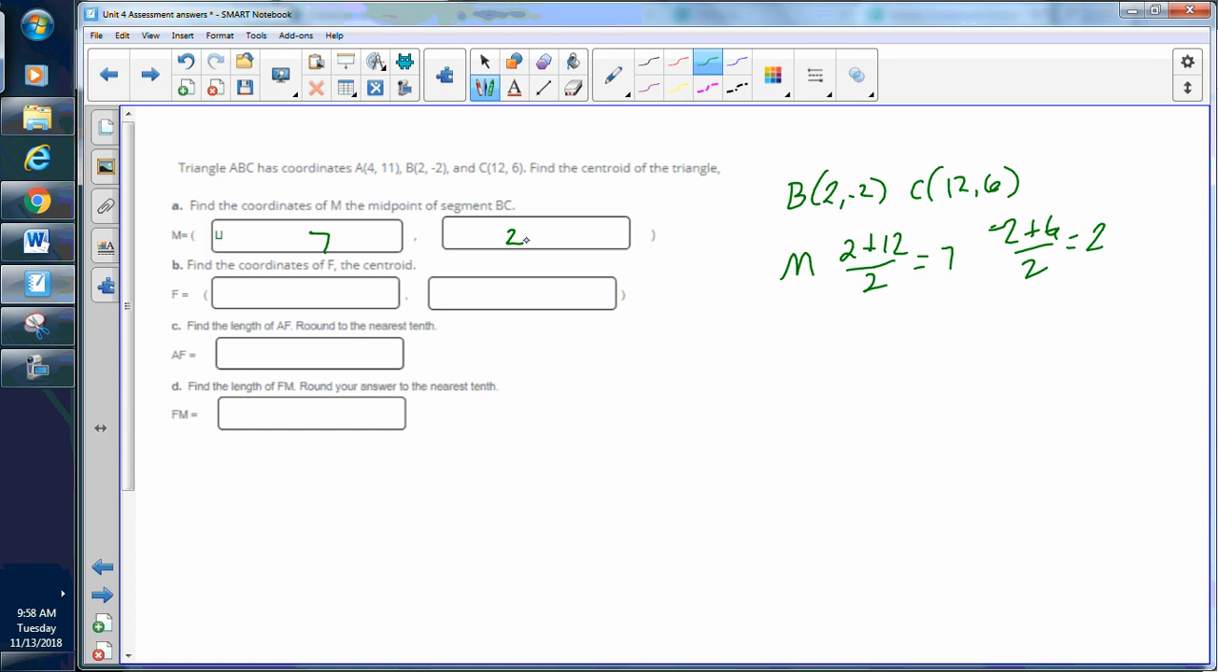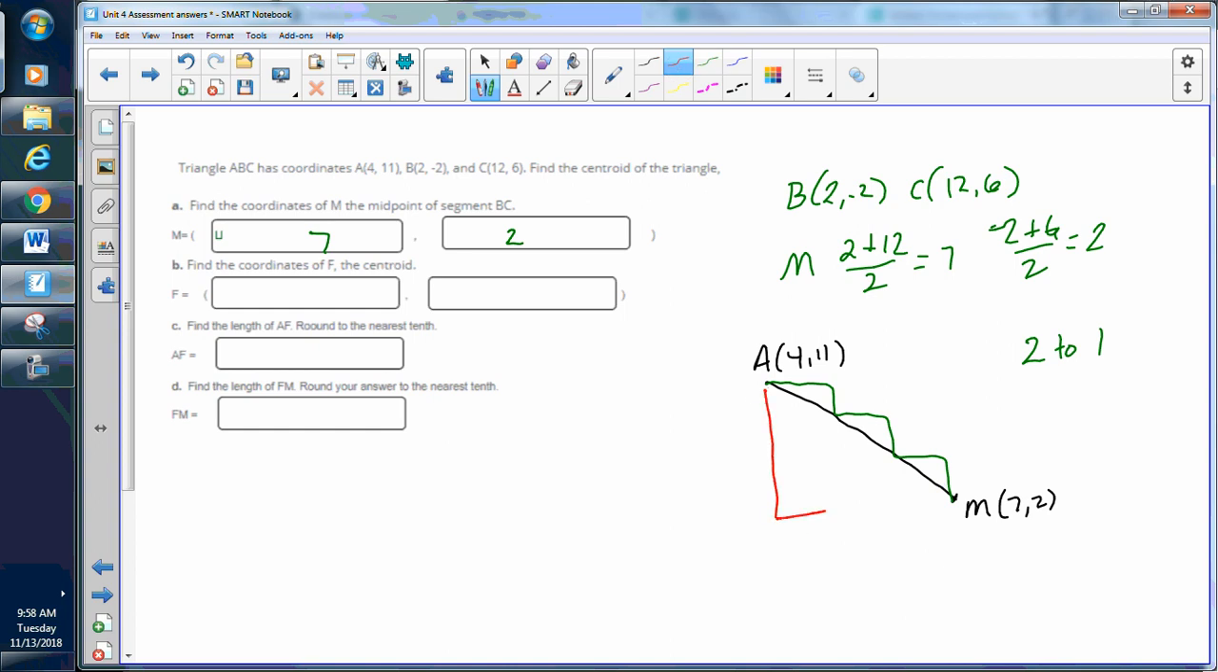Find the centroid. Well, the centroid is going to be on a median, and the median will go from A, which is 4, 11, to M, which is 7, 2. From a vertex to a midpoint. We're doing a centroid, so a centroid is always a 2-to-1 ratio. So we'll want to break it off into 3 steps of the same size.